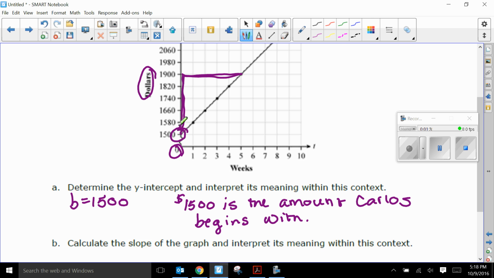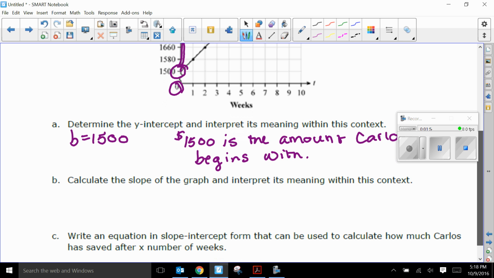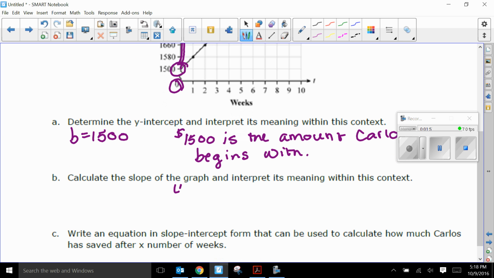It doesn't matter. Okay, so it went from 1500 to 1900. I can see the change in my y value is 400. And it went from 0 to 5 weeks, so I can see the change in my x value is 5. So I'm going to write this as change in y over change in x, so 400 over 5.